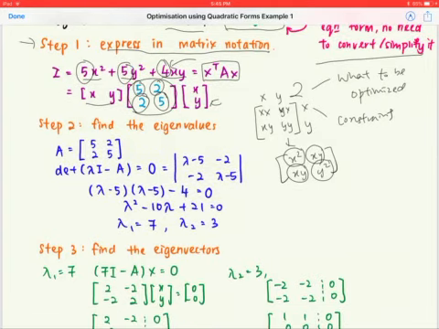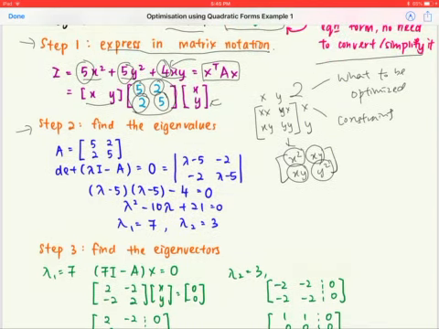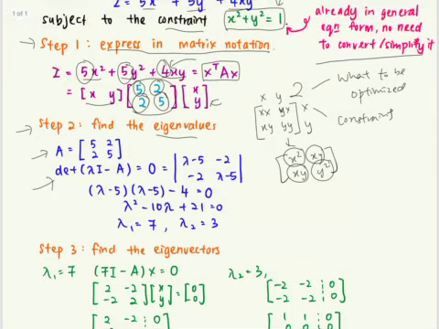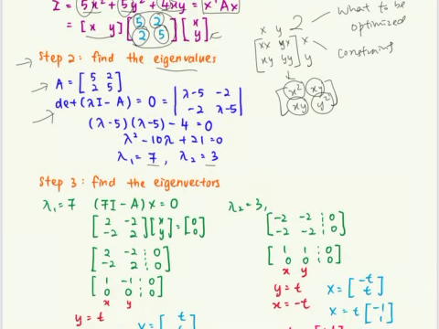So after you're done with the matrix notation, the second step is to find the eigenvalues, which is pretty straightforward, I think, because you already learned a lot of examples on how to find the eigenvalues in chapter 5. So express the matrix A, determinant of lambda I minus A equals 0. This is the characteristic equation that you need to use to find the eigenvalues. Then you have two eigenvalues here.